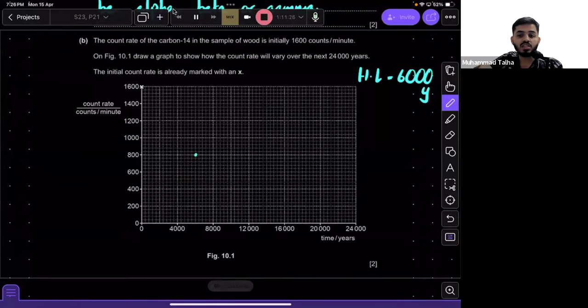Then after another 6,000 years, another half-life, it's going to halve further. So half of 800 is 400. Then after another half-life, which is going to make it 18,000 years, it's going to halve further. And I think we can show the last one. That's going to be half of 200, which is 100. And then you just join all of these with a curve as best as you can. All right.